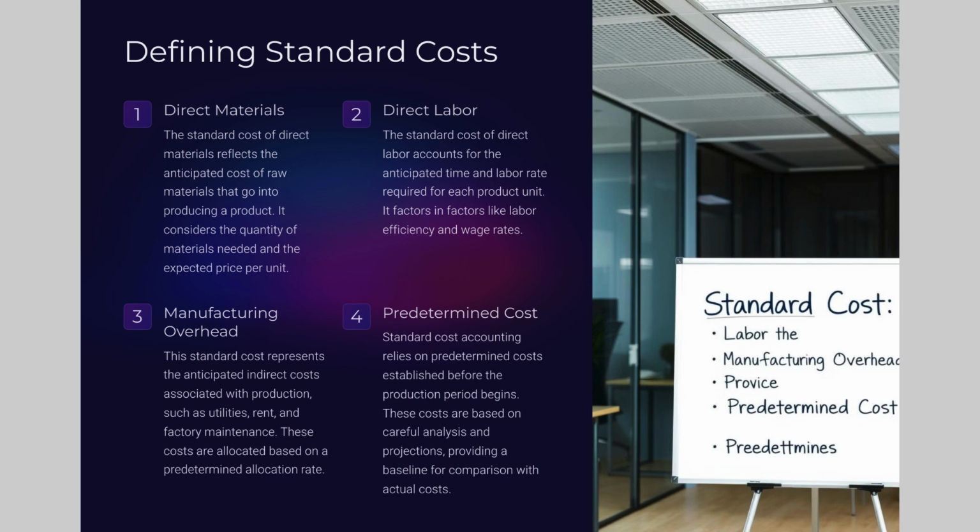Manufacturing overhead. This standard cost represents the anticipated indirect costs associated with production, such as utilities, rent, and factory maintenance. These costs are allocated based on a predetermined allocation rate. Predetermined cost. Standard cost accounting relies on predetermined costs established before the production period begins. These costs are based on careful analysis and projections, providing a baseline for comparison with actual costs.